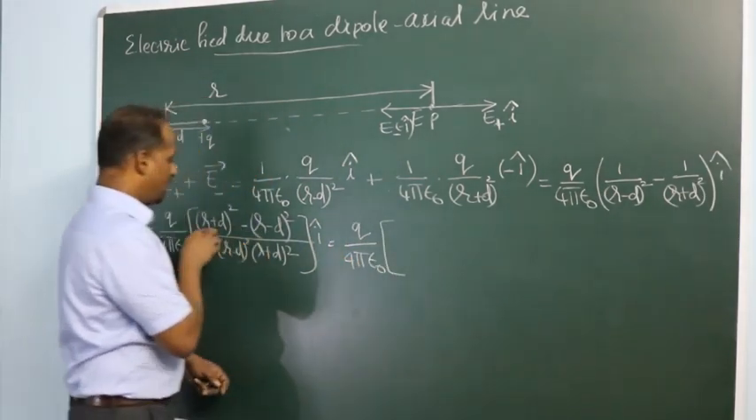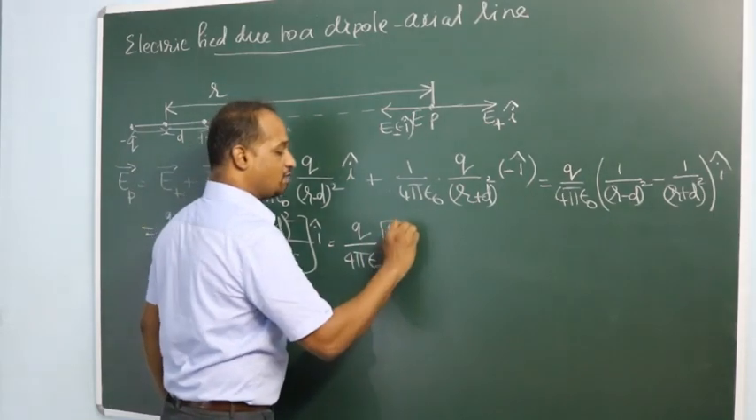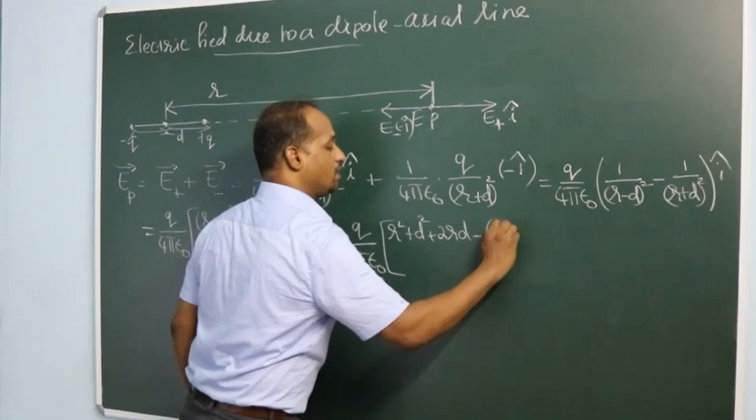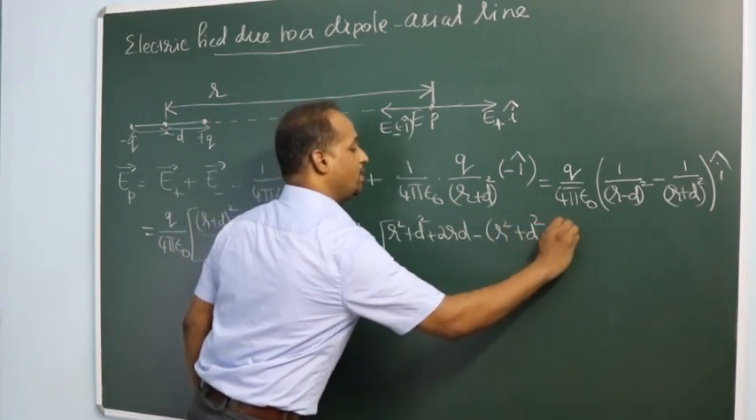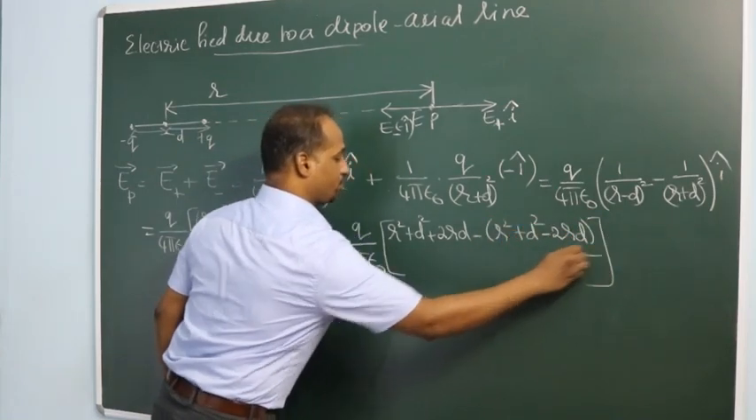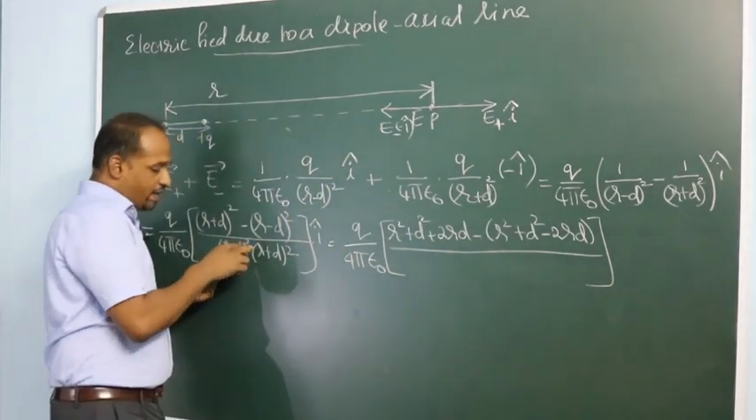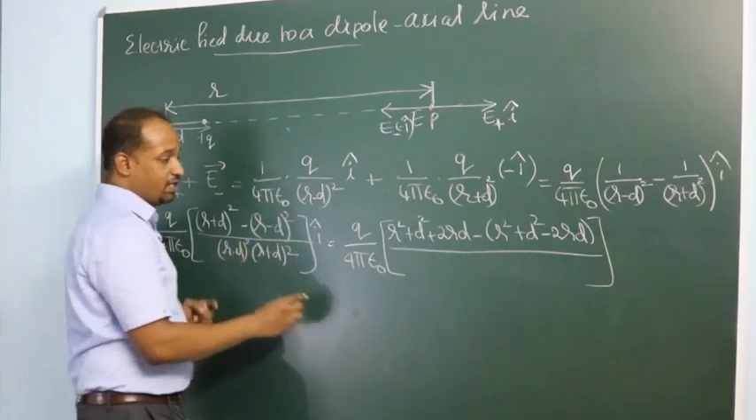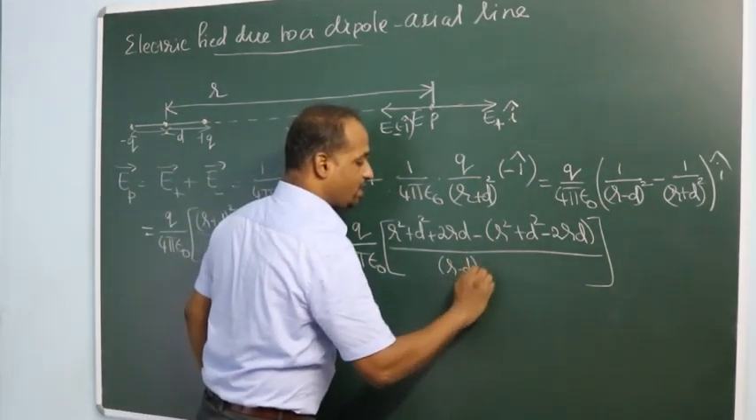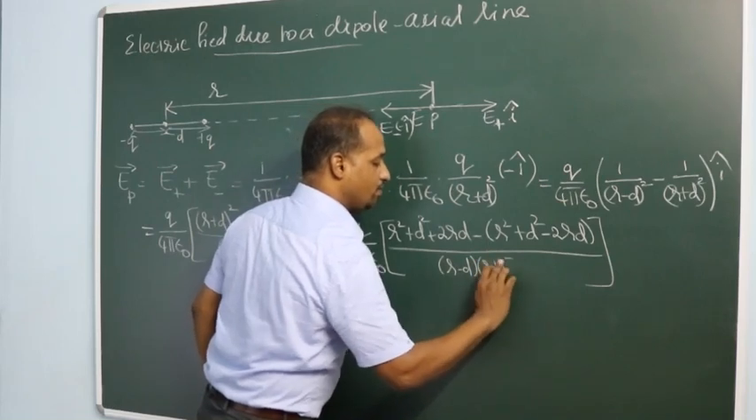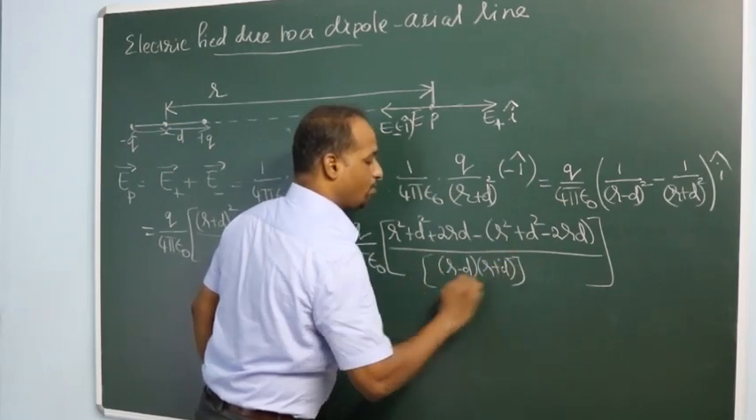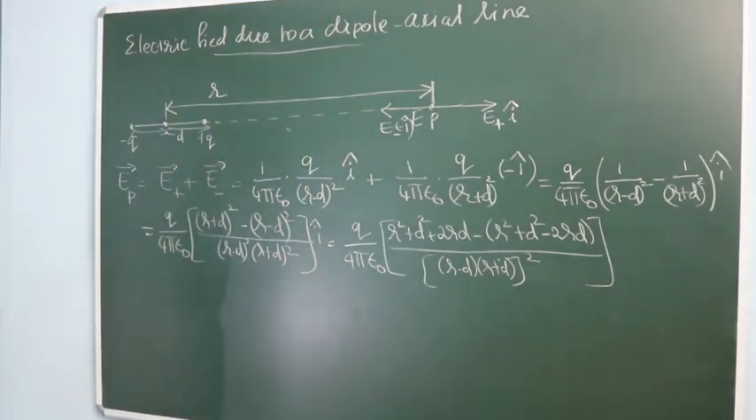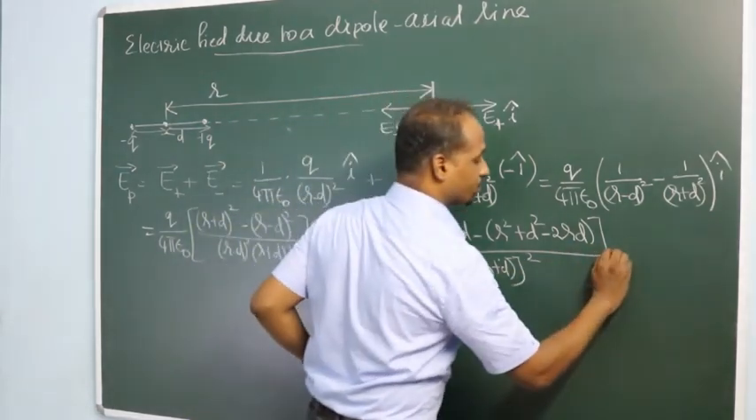When I expand this, r plus d whole square is r square plus d square plus 2rd, with a negative sign into r square plus d square minus 2rd. And x square y square can be written as xy whole square. So r minus d whole square into r plus d whole square can be written as r minus d into r plus d, the whole square. But r minus d into r plus d can be taken as what? So a square minus b square.